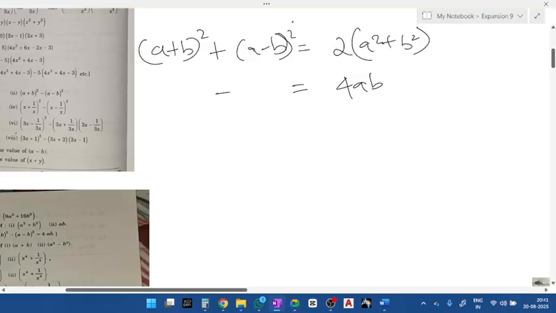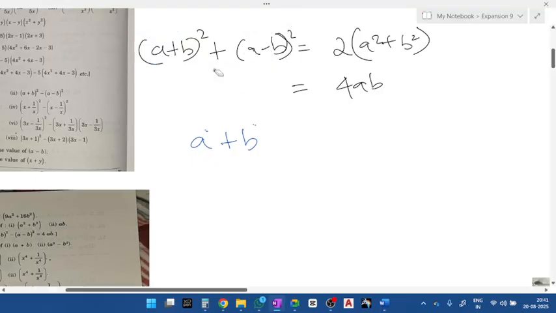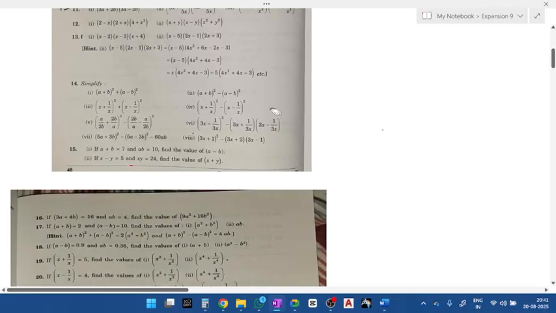What is the degree of a and b here? I'm not asking the entire thing, just the degree of a and b. What is the degree? 1, right? Can you see the degree of a and b is 1? Okay. So when do we use this formula, students? When do we add and subtract? Whenever the degree of a and b is 1. Fine. Whenever the degree of a and b is 1, look at the 15th question.